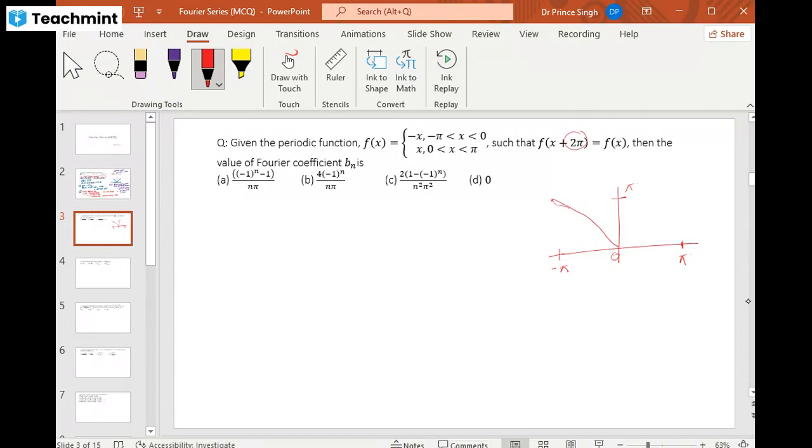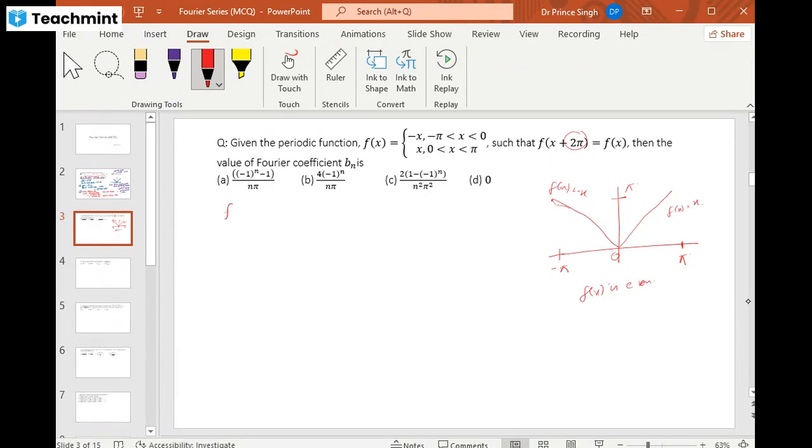Similarly, in the interval 0 to pi, we know that f of x equal to x is a straight line passing through the origin. So basically, if we check the graph here, f of x equal to minus x, this is the line, and f of x is equal to x, this is the line. So it shows that your function is symmetric about the ordinate axis. So it's clear that your function f of x is an even function, right? But otherwise, we can check the condition also.